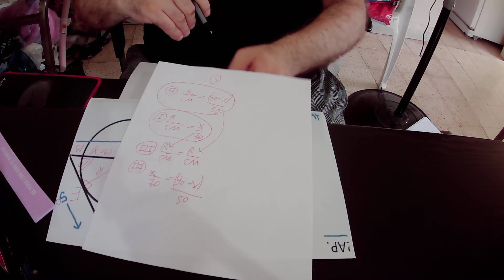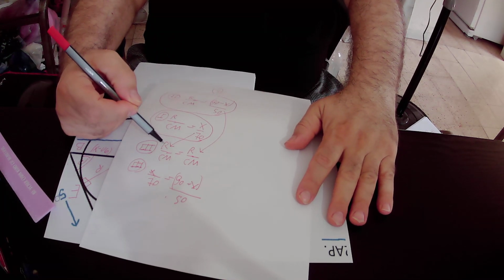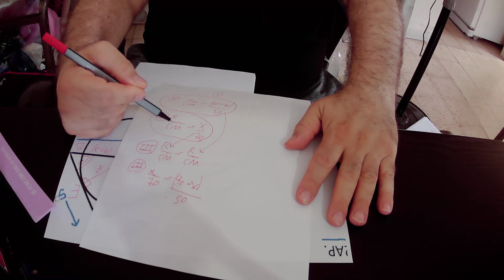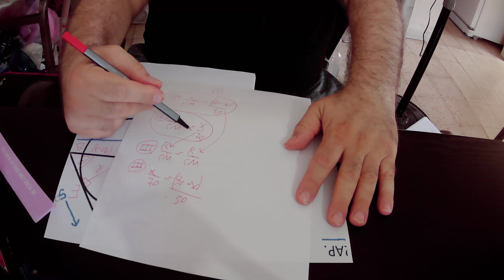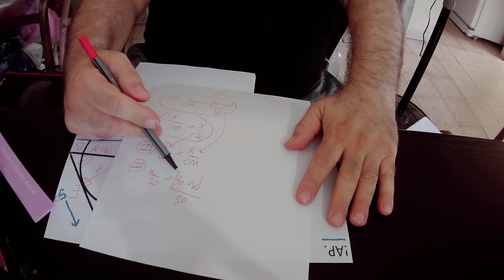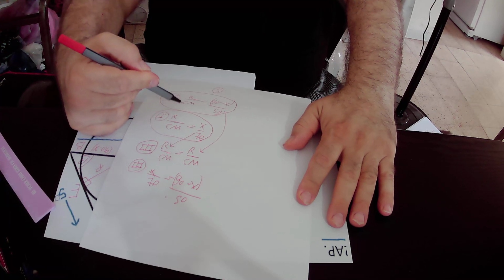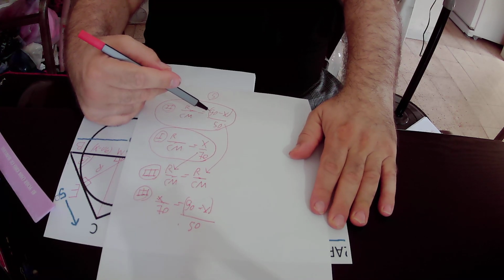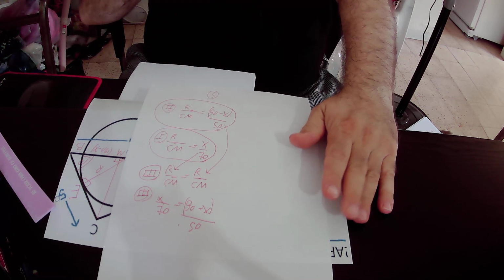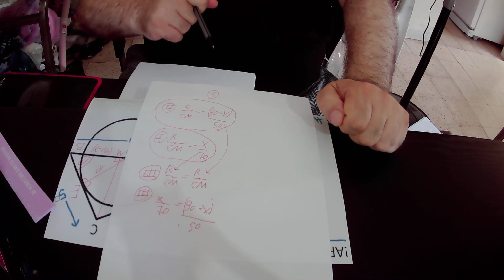I repeat again. I substituted the value of R over CM by the value of R over CM from the first equation, that is to say x over 70, and in this side of the equation I substituted R over CM by the value of R over CM in the second equation, that is to say 90 minus x over 50. Okay, in the next step we will multiply both sides of the equation by 50.